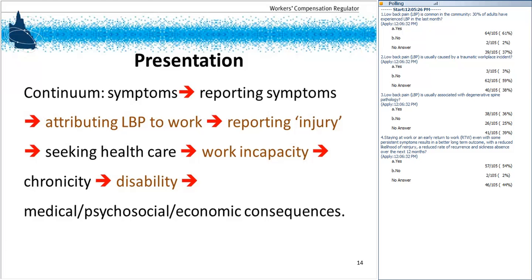And so as you move along from the top left to the bottom right of that continuum, the less proximal the relationship with work becomes, and the more likely that there are psychosocial factors. And in fact, the evolution to chronic pain and disability probably depends more on psychosocial factors than on clinical factors or physical work demands.